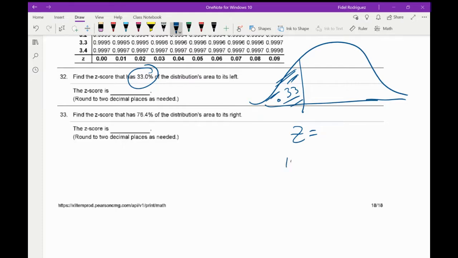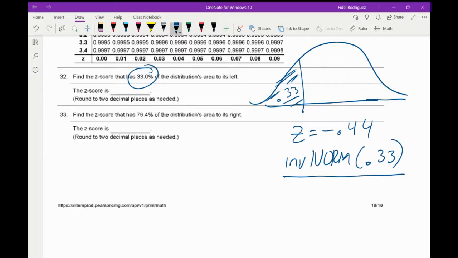So again, wouldn't I just go inverse norm of 0.33? Would we? Yes. I'm just trying to make sure that we're all okay. And let me ask you a question. Did you guys come up with a negative, to two decimal places, 0.44? Yeah. Negative 0.44? Yes, ma'am, because I'm going inverse norm of 0.33.